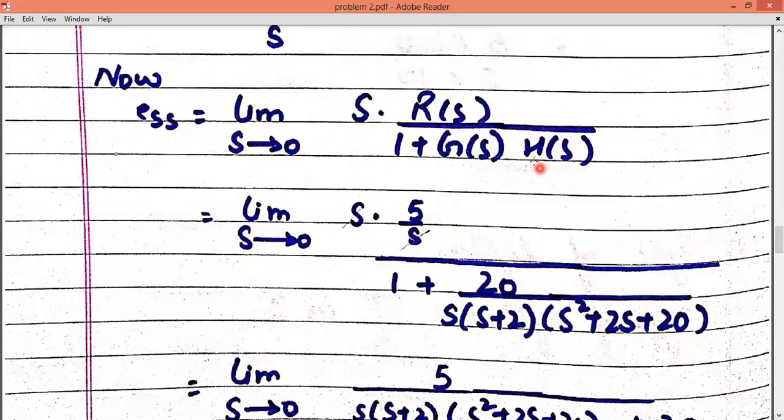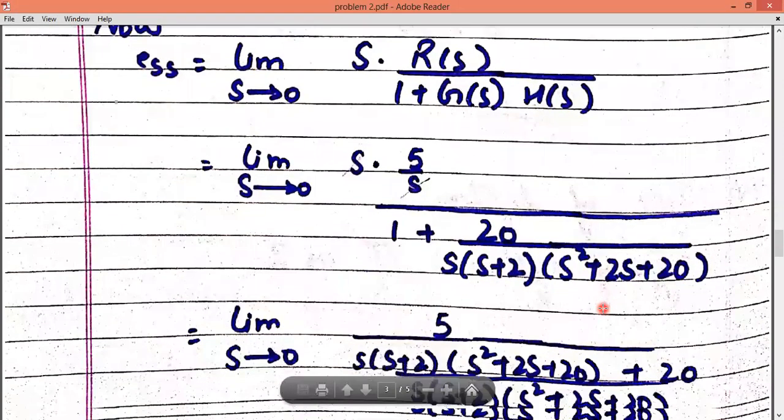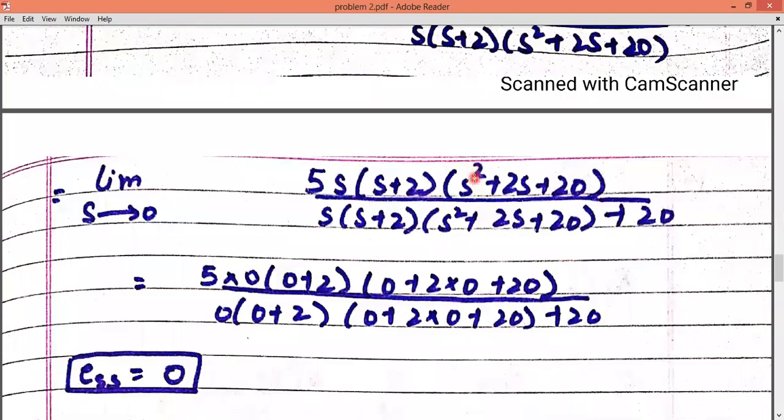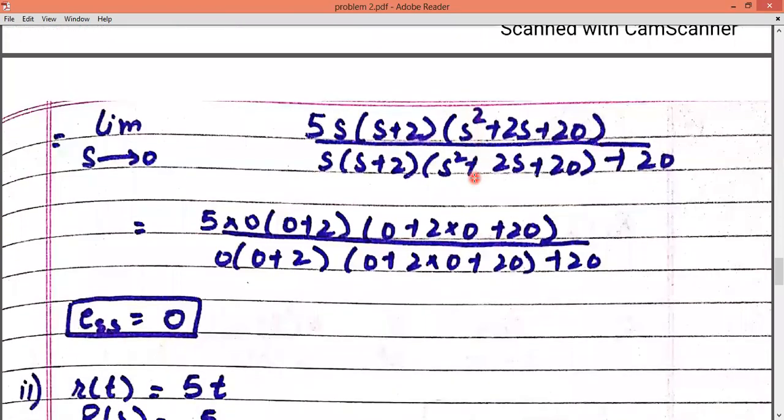H of s value is 1, and G of s is given here, so we write it like that. Now we are simplifying it. Limit s tends to 0, 5 upon, what I did is I have just taken the LCM of this and multiplied with this. I have just simplified this term. And now this term will be multiplied with 5. This is just the simplification part. And when we put the limit s tends to 0 here, see what happened? Our steady state error will become 0.